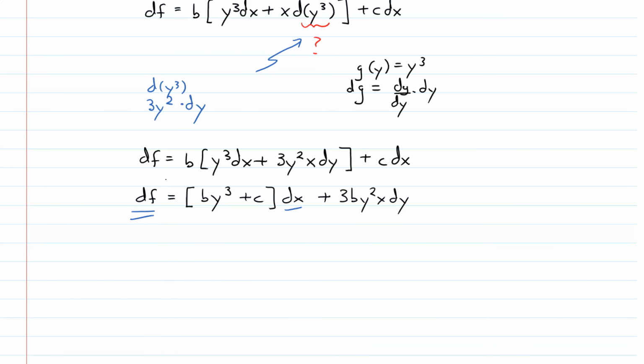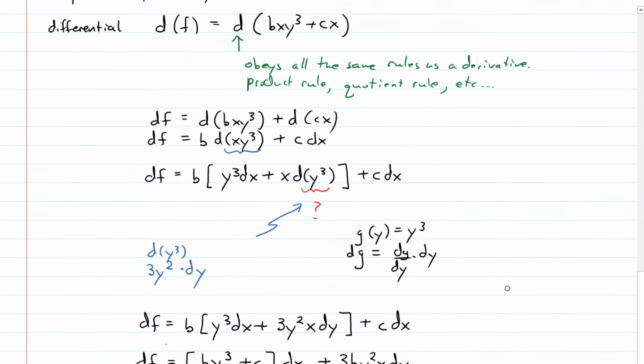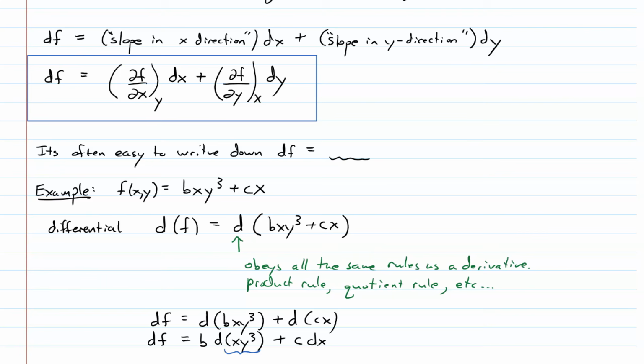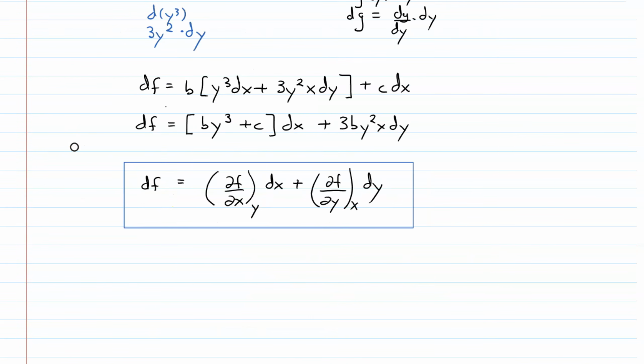We're going to be using these kinds of relationships a lot in this class. Now, compare this equation with this one in the blue box, which is the one we already had before. So this is the particular example that I was working out. This is for any function f of x and y.